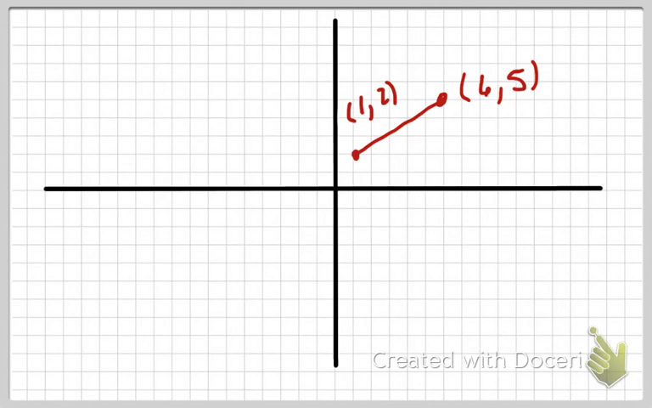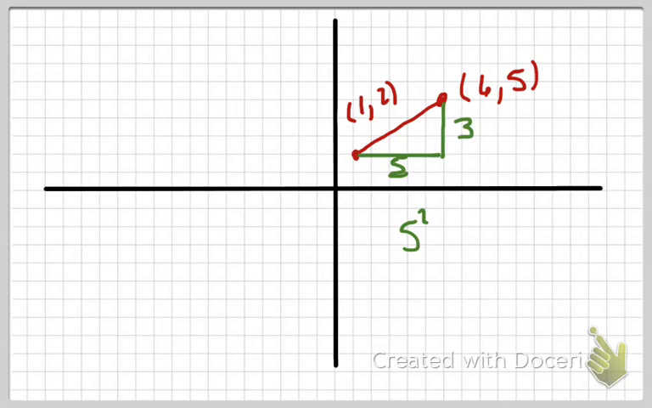I can't just count segments because we're not going perfectly diagonal through them. But if we think about making this into a right triangle, I can look and say, okay, this bottom segment is going to be 5 segments long. The top one is going to be 3 segments long.